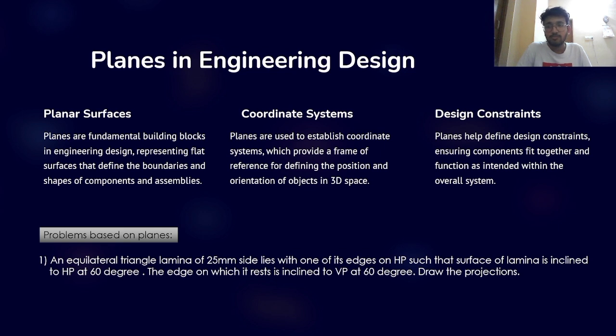So now we have a problem based on planes. An equilateral triangle lamina of 25 mm side lies with one of its edges on HP, which is the horizontal plane, such that the surface of the lamina is inclined to HP at 60 degrees. The edge on which it lies is inclined to VP at 60 degrees. Now draw the projections. Let's get started.